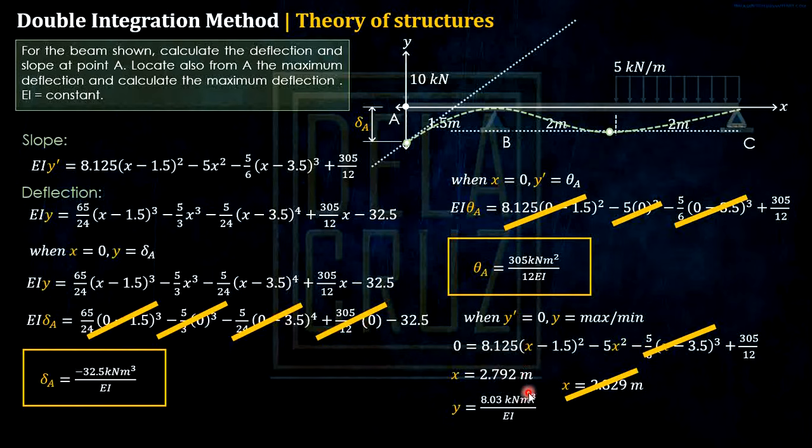Now, we compare the two candidates. This is 8.03. This is 32.5. If that is the comparison, meaning, ito yung maximum deflection. That will be the answer diyan. And the location of the maximum deflection is 0 because andito lang tayo. So yan, that's it.